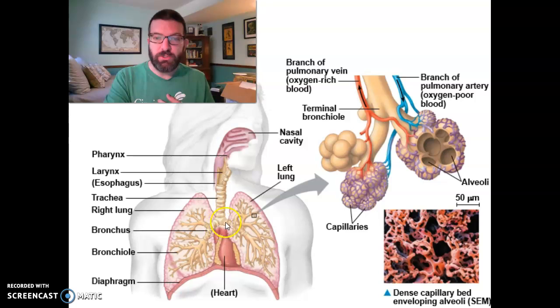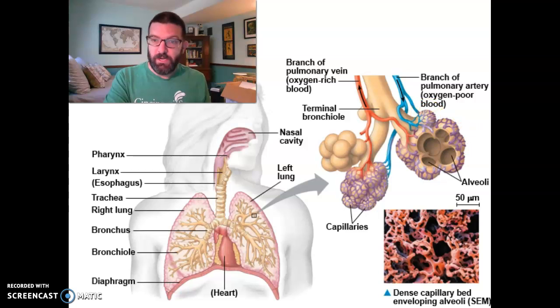And then you branch into bronchi, and you have primary, secondary, tertiary bronchi. They branch into smaller and smaller tubes until you get to bronchioles, which are very tiny tubes that ultimately lead to these alveolar sacs, which are a single squamous cell layer thick. They're very thin, and they're surrounded by capillaries, and this is where gas exchange is able to occur. You breathe in, ventilate oxygen-rich air into your alveoli, and the oxygen diffuses into the oxygen-poor blood here.